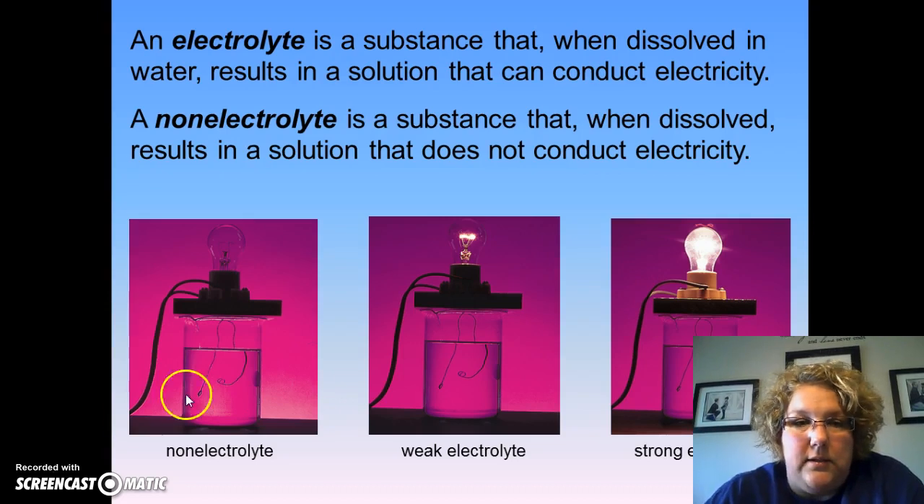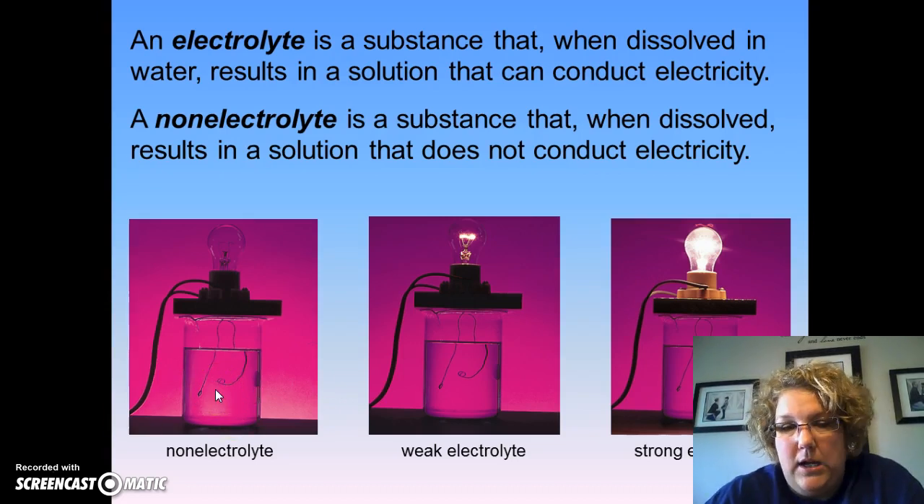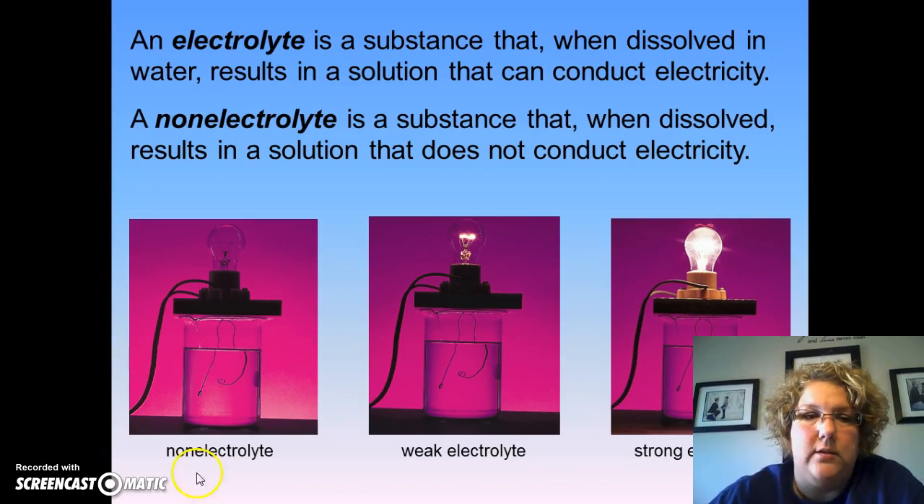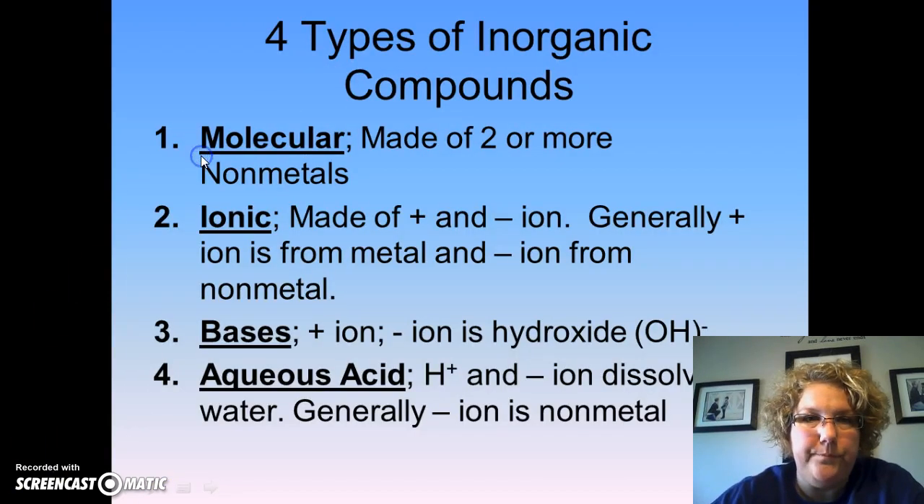Now, substances that dissolve in water but don't produce ions are called non-electrolytes, so the light bulb won't light up at all.